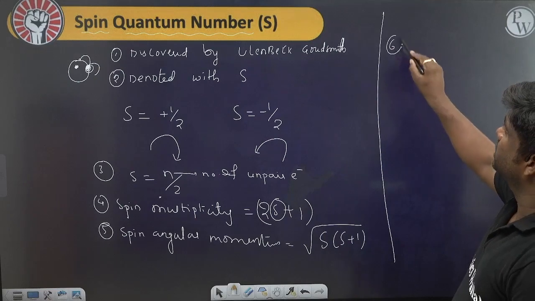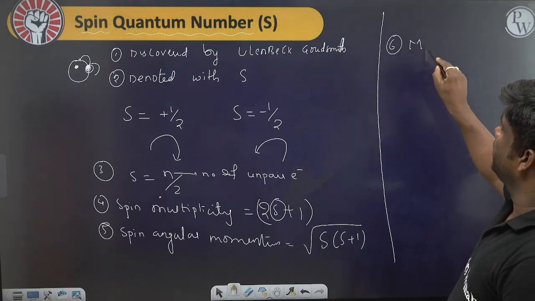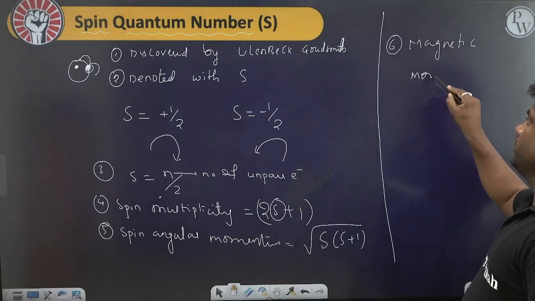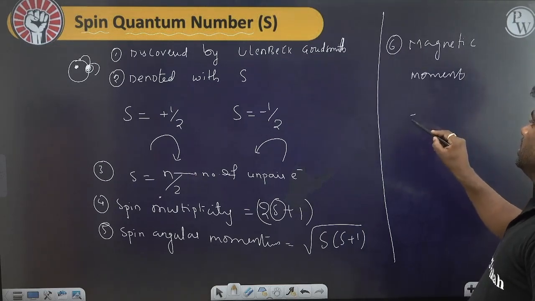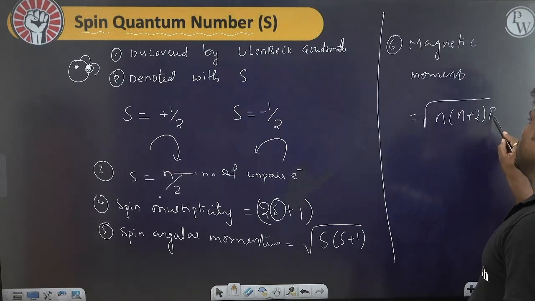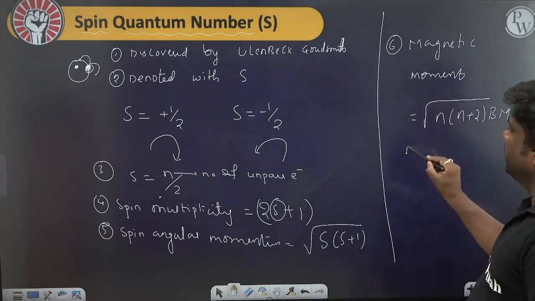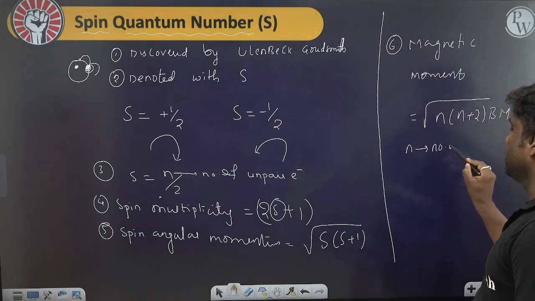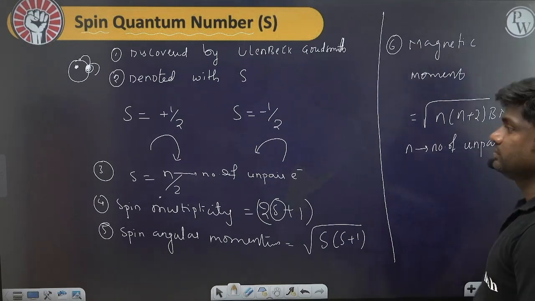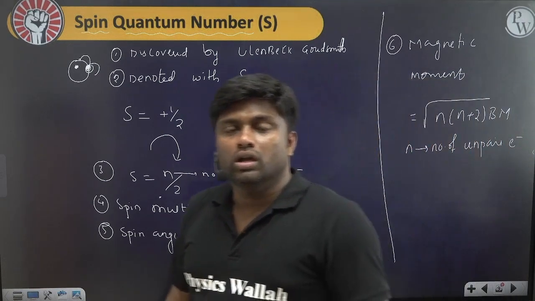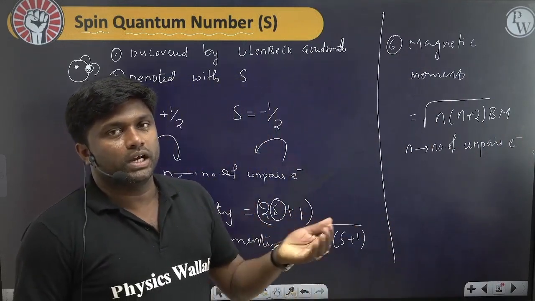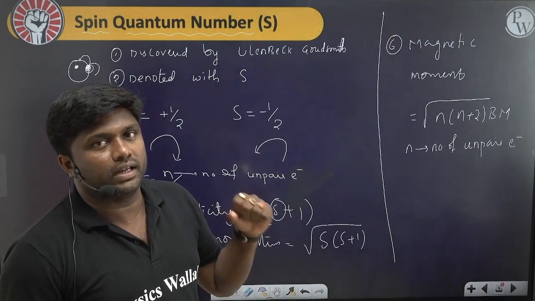And the last one is the magnetic moment of the electron, which is equal to under root n into n plus 2 Bohr magnetons. Here n is the number of unpaired electrons. If the magnetic moment is more, it is more magnetic in nature. If the magnetic moment is less, it is less magnetic in nature.